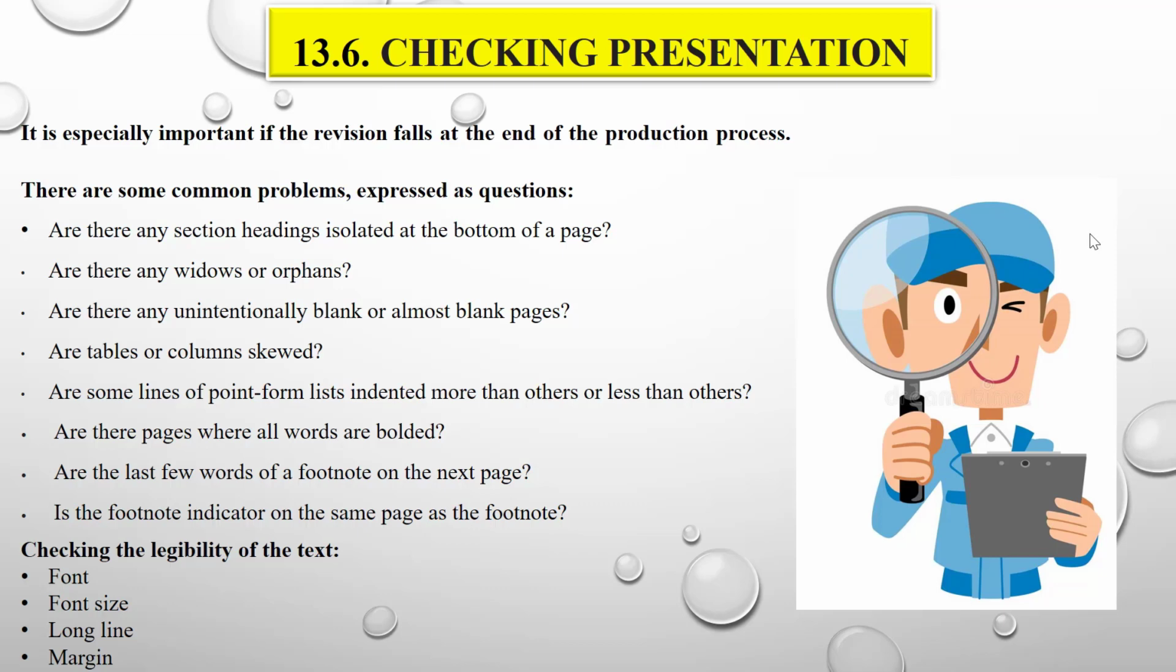And question 3, are there any unintentional blank or almost blank pages? The translator may have unintentionally introduced a hard page code that causes the next word to appear on a fresh page, or add tables or columns, add some lines or points from lists indented more than others or less than others, add pages where all the words are bolded, add the last few words of a footnote on the next page. Is the footnote indicator on the same page as the footnote?